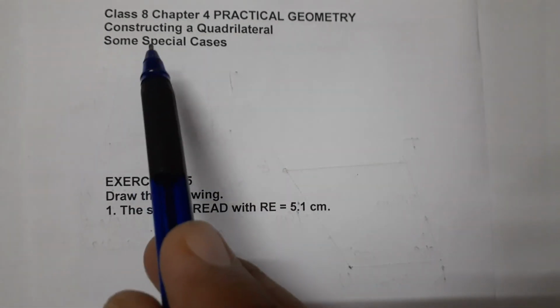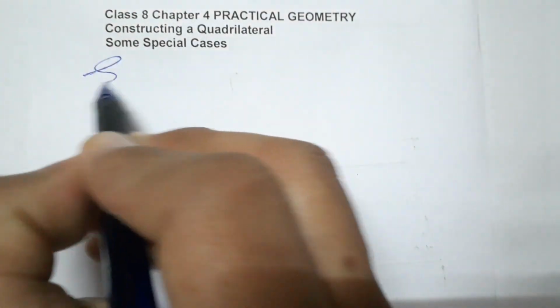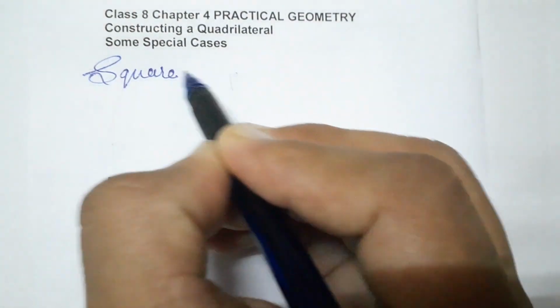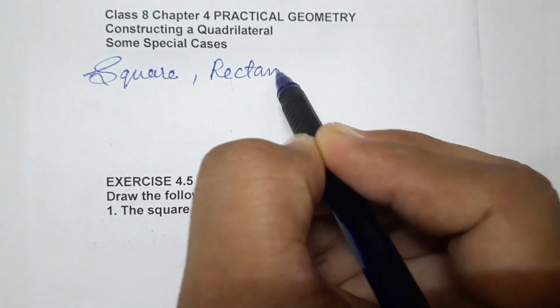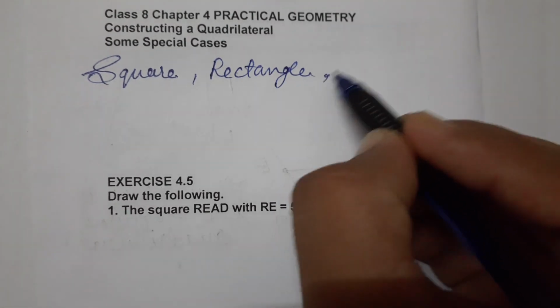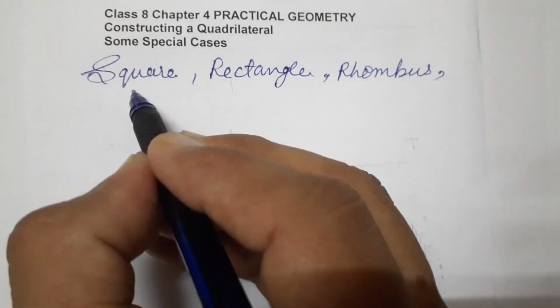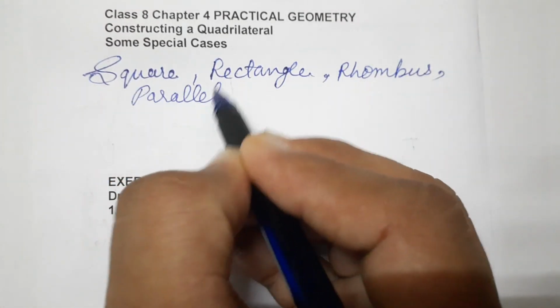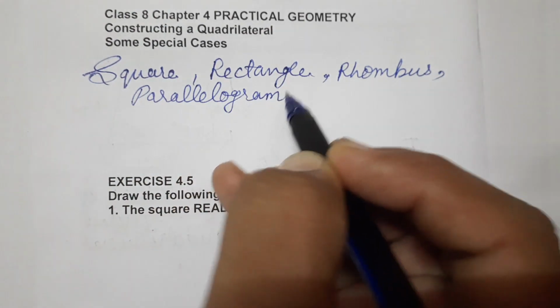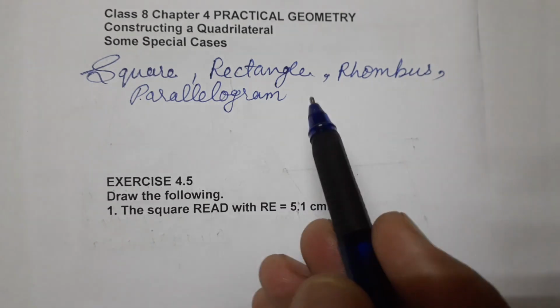So today what we are going to do is construct a quadrilateral when some special cases are given to us. Suppose a square is given, how will we construct a square? How will we construct a rectangle? When sides and angles are given, and we know the properties, then we can do it easily. We can construct a rhombus or parallelogram. So we will construct with the properties of the square, rectangle, rhombus, parallelogram or any other.